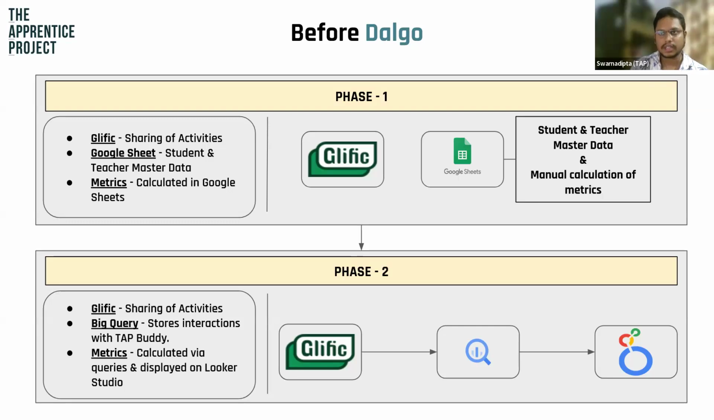This actually gave us the benefit of giving access to different people and creating one-pager reports to be shared with teachers. We did not have to give access to Google Sheets to the teachers in case they want to see the records, see how their students are performing. So this was very helpful.